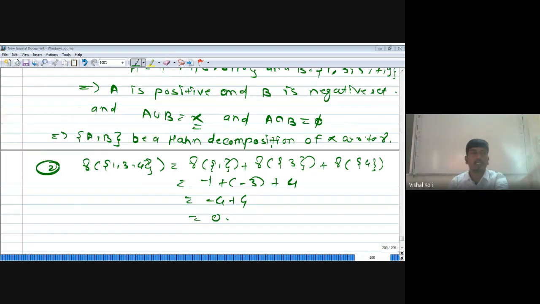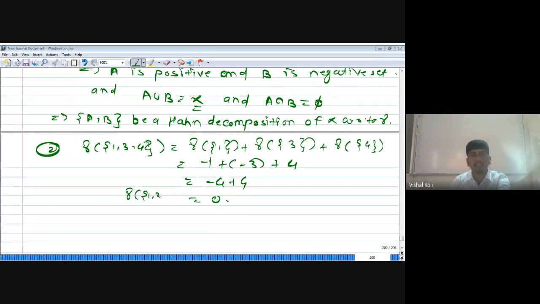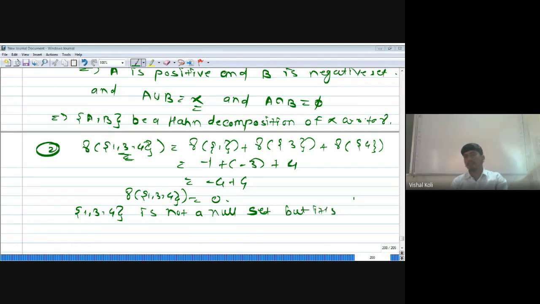So here the signed measure of this set {1, 3, 4} is equal to 0, but this one is not a null set, since it is a union of two sets, that is {1, 3}, and the second set is the singleton {4}, having the union as this one, but their measures are negatives of each other. So this one is not a null set, but its measure is equal to 0. So {1, 3, 4} is not a null set, but its measure is 0.